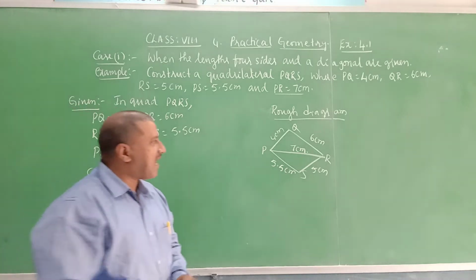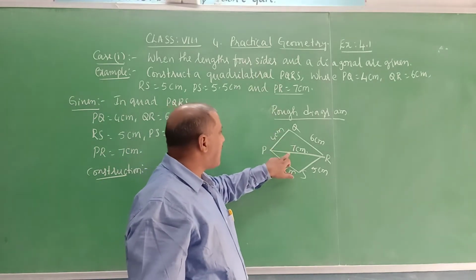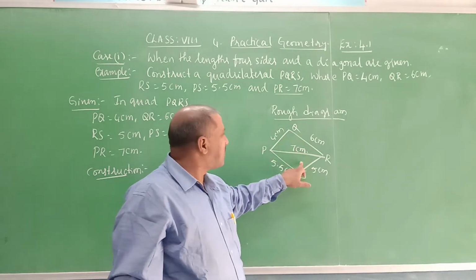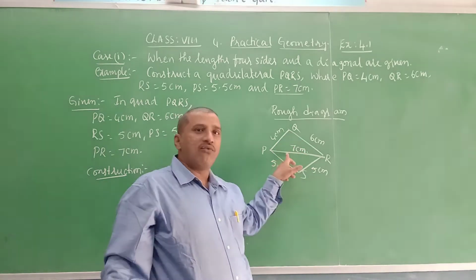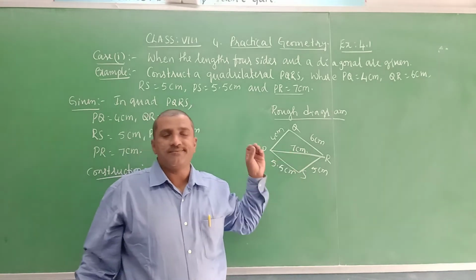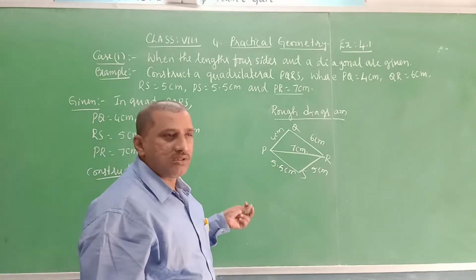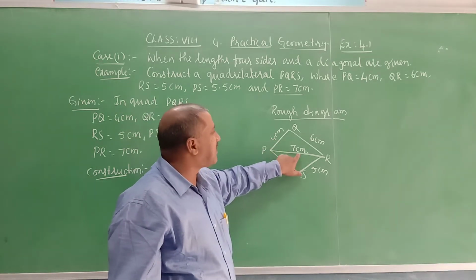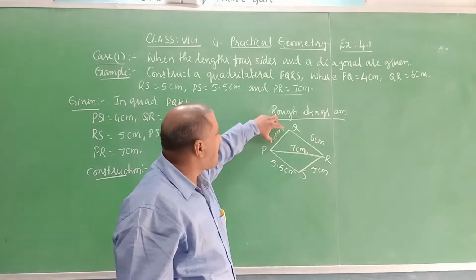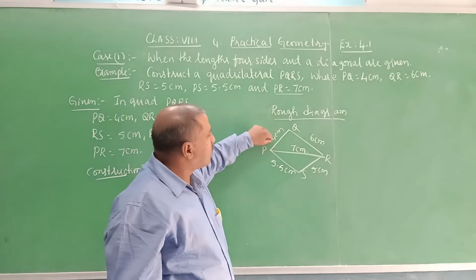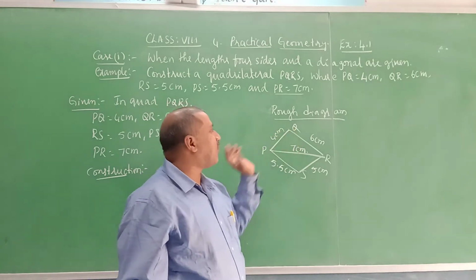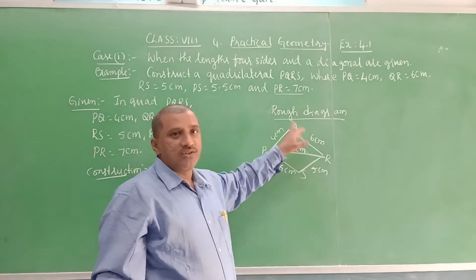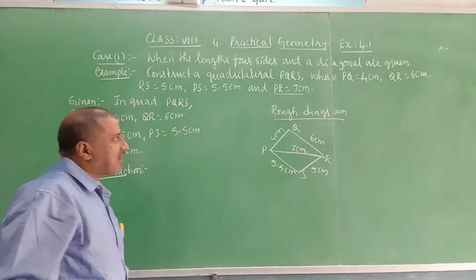If you observe this rough diagram here, we will find two triangles. The diagonal of a quadrilateral will divide it into two triangles. We also know that to draw a triangle, we require three measurements. For this triangle, the three sides are P R 7 centimeters, Q R 6 centimeters, and P Q 4 centimeters. So we can draw this triangle by locating point Q, and similarly we locate point S and draw the other triangle. Together we will get the quadrilateral.